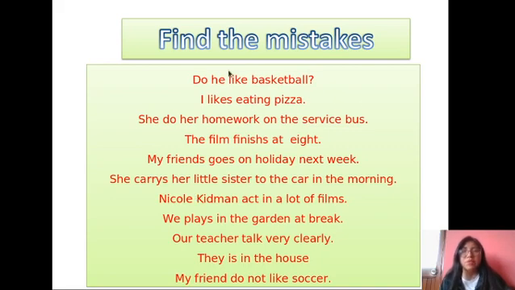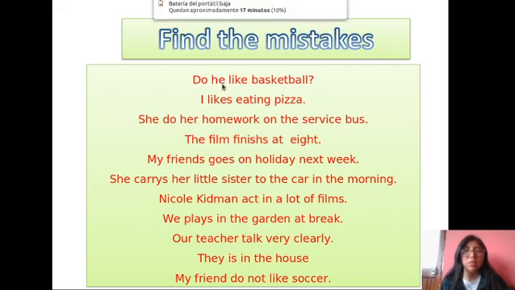And pay attention here. Find the mistakes. Okay? We are going to do that activity in order to understand better. Okay? So pay attention here. Do he like basketball? Tell me, what is the mistake? ¿Cuál es el error en esta oración? That's right. The mistake is the auxiliary. Because you have the subject he. Como tenemos el sujeto he, ¿qué tenemos que utilizar? Correct. Does he like basketball?